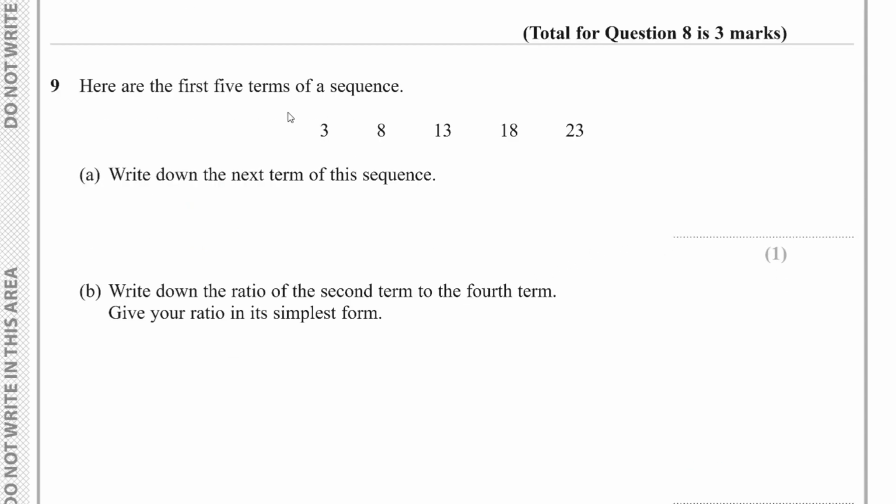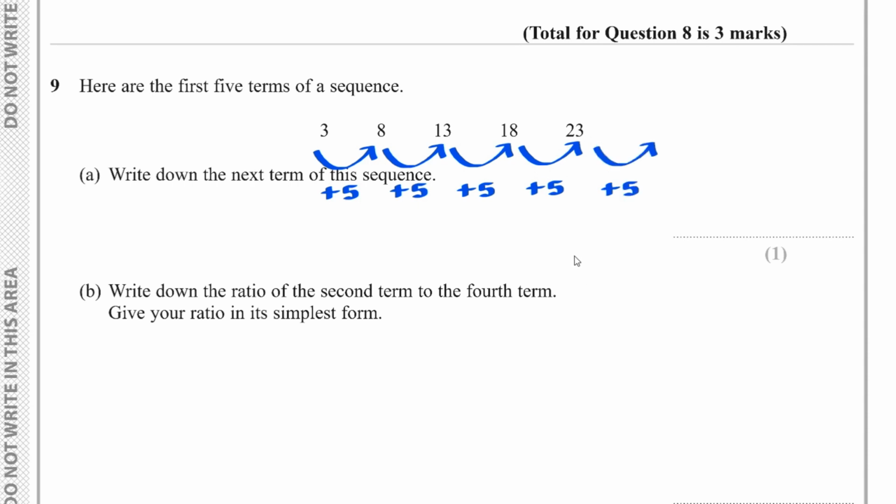Question number 9. Here are the first 5 terms of a sequence. We have 3, 8, 13, 18 and 23. Part A, we have to write down the next term of this sequence. Well, you can see that to go from one term to the next, we add 5 each time. So 23 plus 5 is 28, so the next term of this sequence is 28.